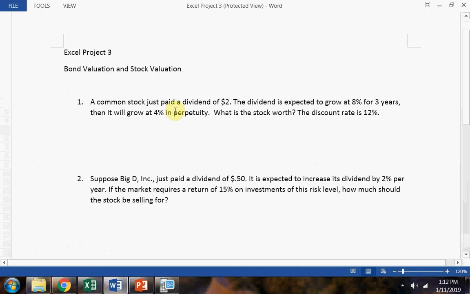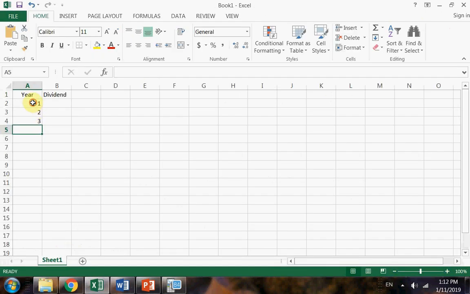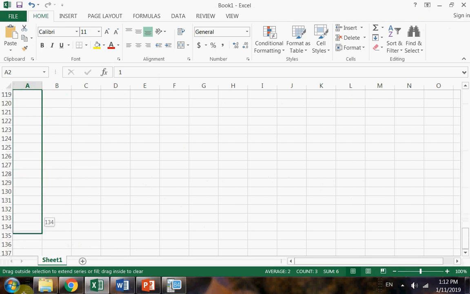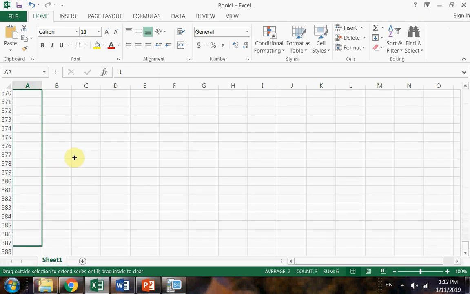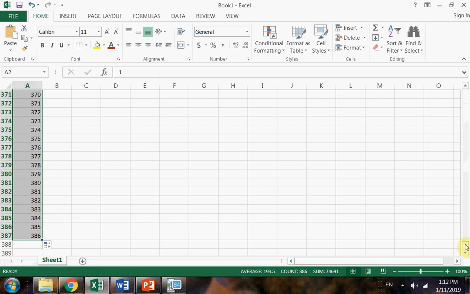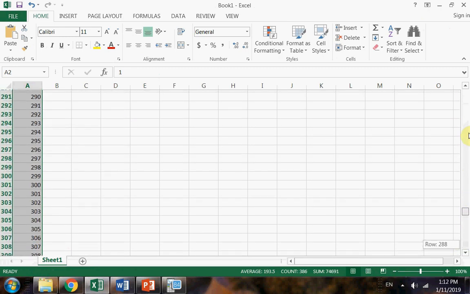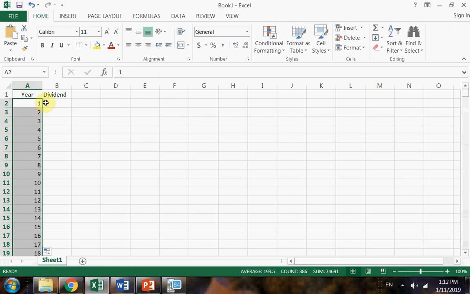and perpetuity stands for forever, so I'm going to drag it all the way down to simulate a lot of years. Let's say 300 years, 387 years, or you can drag it down for 200 years, 2,000 years, really up to you. As long as you have a lot of years, that basically is a good representation of a perpetuity. All right, and now let's talk about dividends.